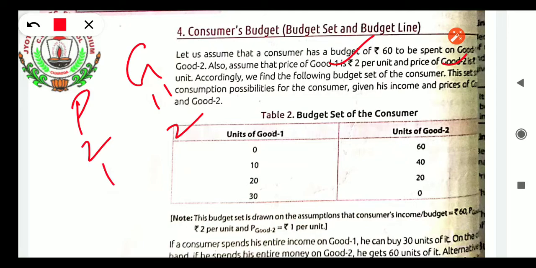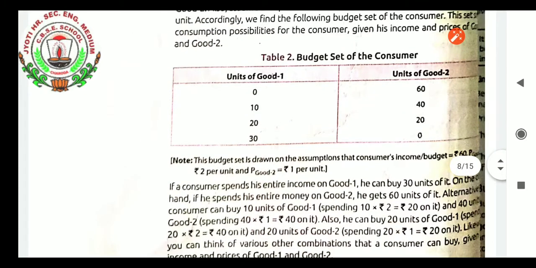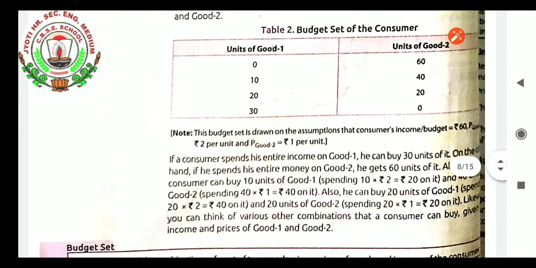It is the general habit of the consumer that they will prefer to purchase that good which is of less price, that means good 2. Which good will they buy? Good 2, at 1 rupee. The income is 60. If we multiply 60 by 1 rupee, how much will we get? 60 goods. So here the same thing has been explained.